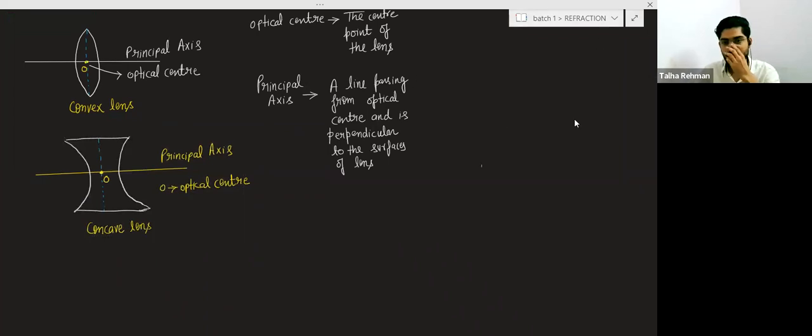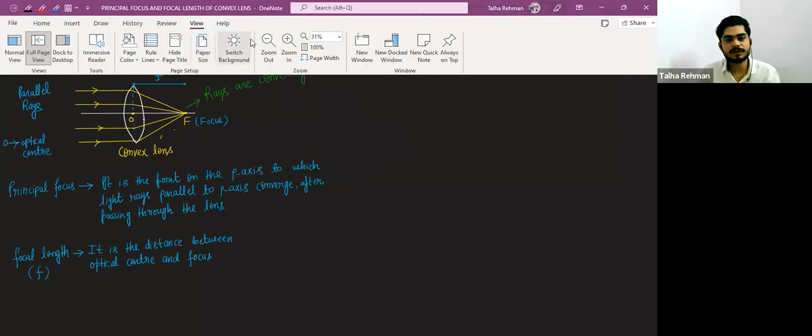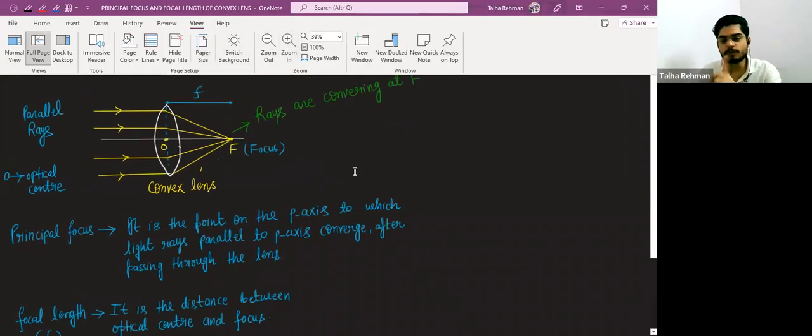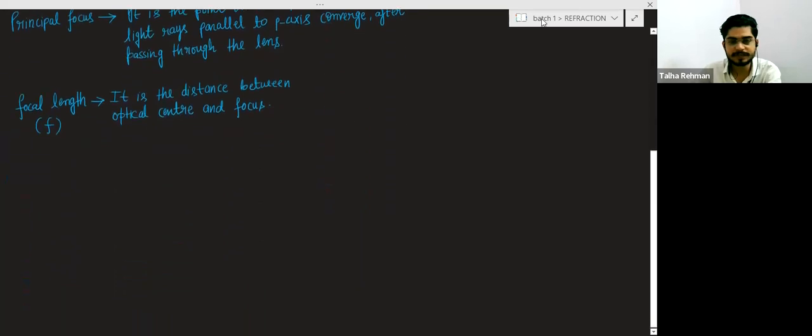After that I discussed the focus of the convex lens. This is the convex lens, and the focus is a point where the rays parallel to the principal axis, striking the lens, meet after refraction from the lens. This point is known as the focus of the lens. The distance between the optical center and this focus is known as the focal length.